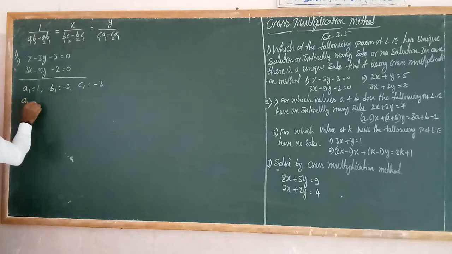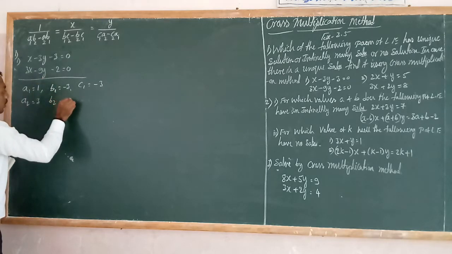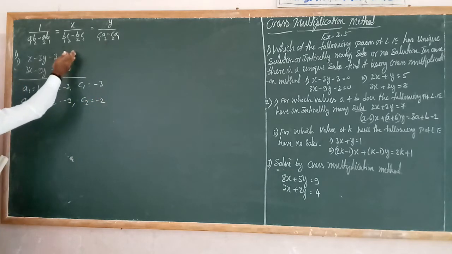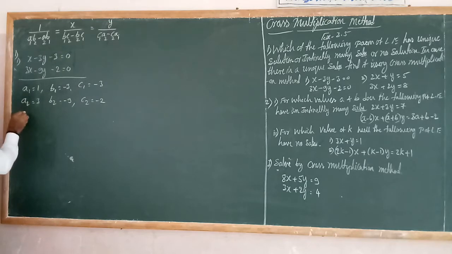Then come to a2. This is 3, b2 is equal to minus 9 and c2 is equal to minus 2. See, the right-hand side has become 0, correct? Yes. Now a1 by a2.